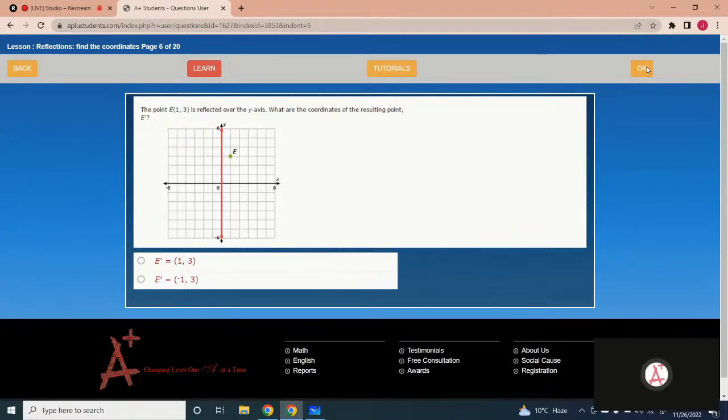Okay, the point E, 1 and 3, is reflected over the y-axis. What are the coordinates of the resulting point E? Now the new coordinates are, very good, it would be negative 1 and 3.